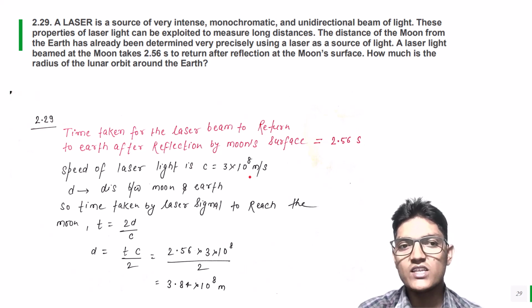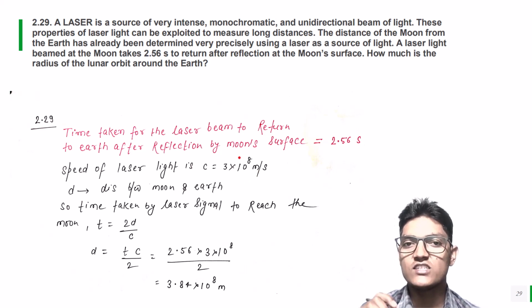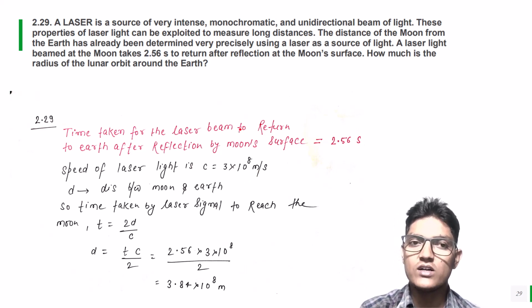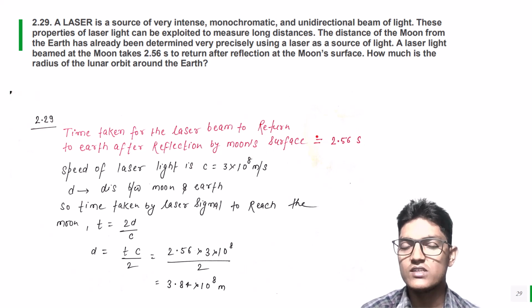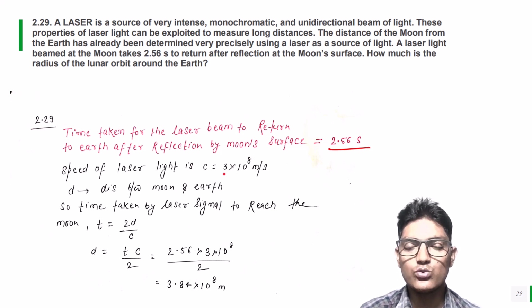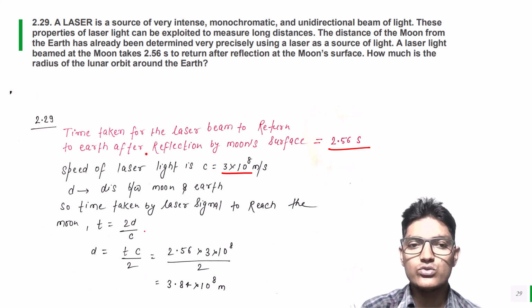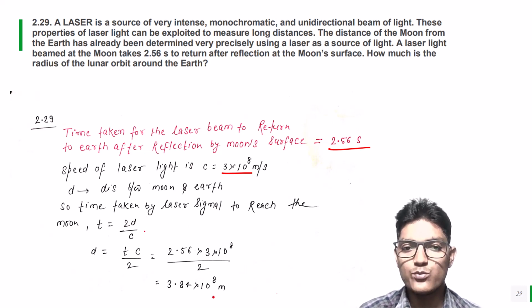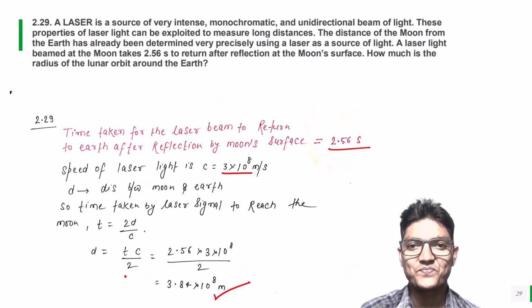So जो टाइम यहाँ पर दिया हुआ है, time taken for the laser beam to return to earth after reflection by moon surface is 2.56 seconds. स्पीड ऑफ लाइट कितना है, 3 into 10 to the power 8. d क्या है, distance between moon and earth. सो t क्या हो जाएगा, 2d upon c, then d is equal to 2c upon 2 is equal to 3.84 into 10 to the power 8 meters, that is the distance.